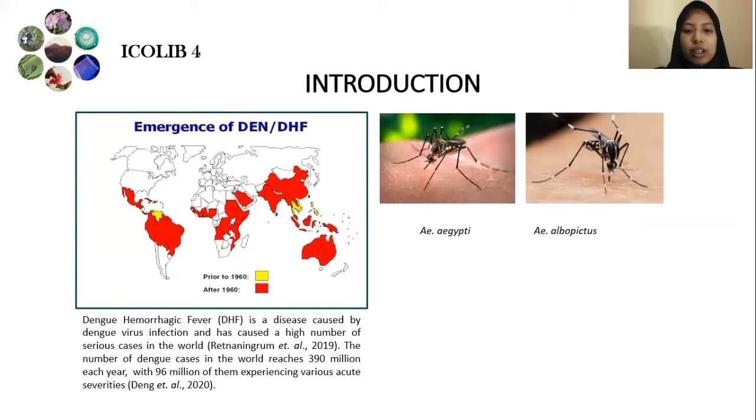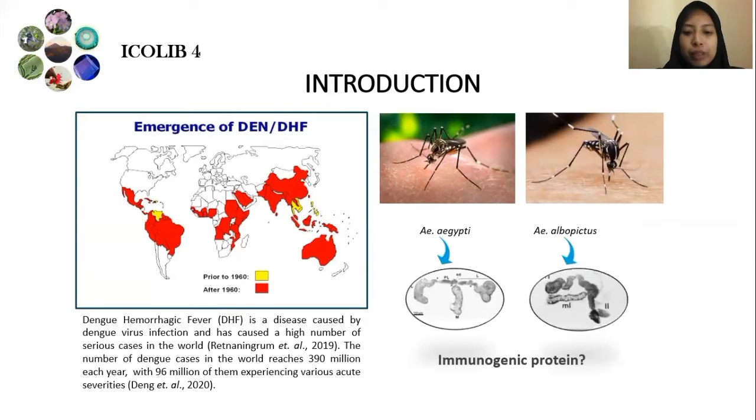For the dengue vector, there are Aedes aegypti as a primary vector and Aedes albopictus as a secondary vector. This mosquito is capable of transferring dengue virus through the salivary glands, which contain many proteins that can facilitate the successful blood feeding process on the host. That protein is called immunogenic protein, with the ability to immunomodulate the host's immune system.